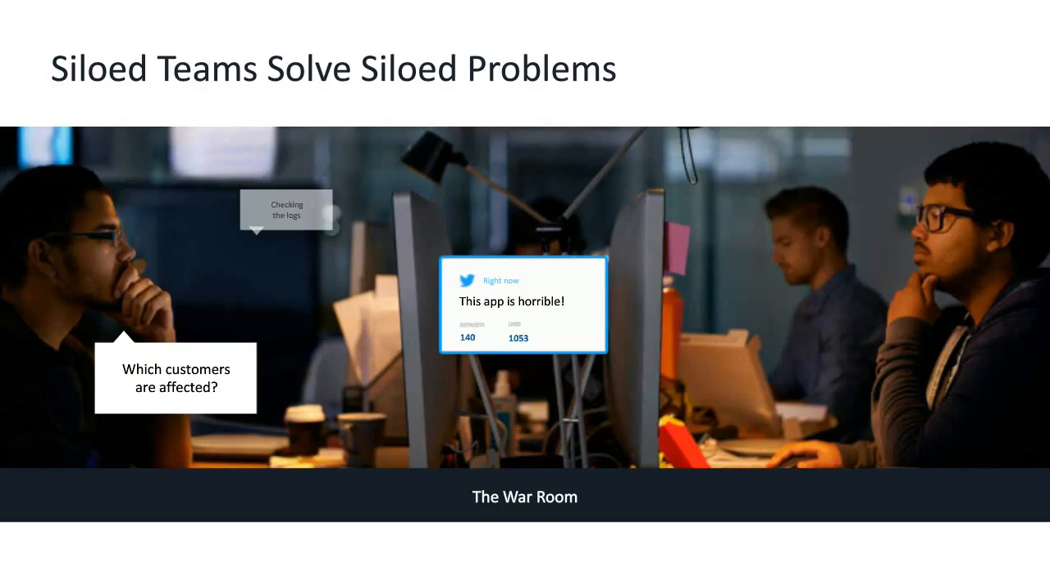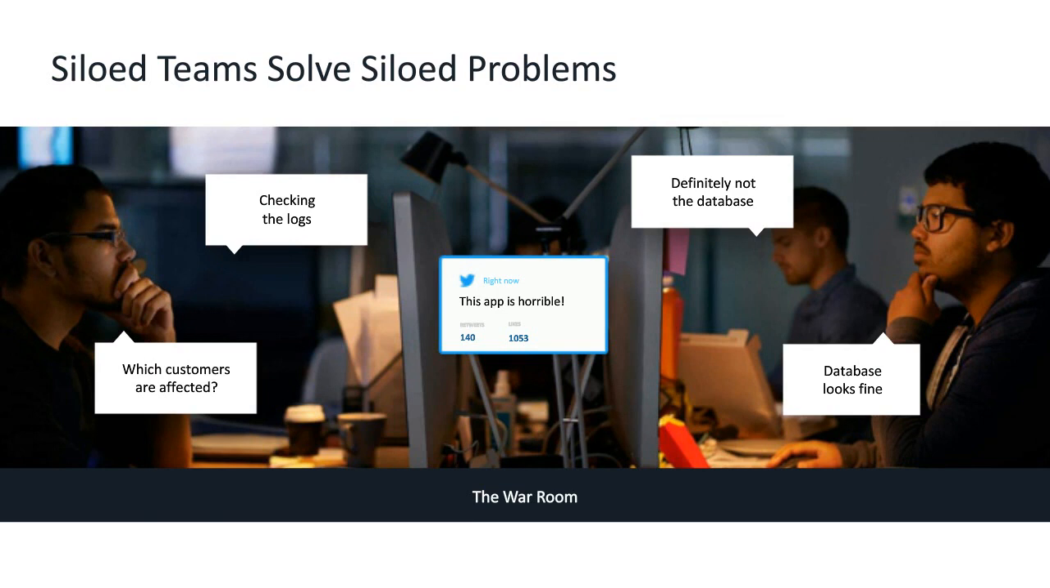Siloed teams are solving siloed problems. Does this image look familiar to you? That's the problem everyone can relate to in this picture. We have all been there, and that is precisely why human intervention is not the best way, or the most productive way, or cost-effective way to solve issues within our infrastructures.